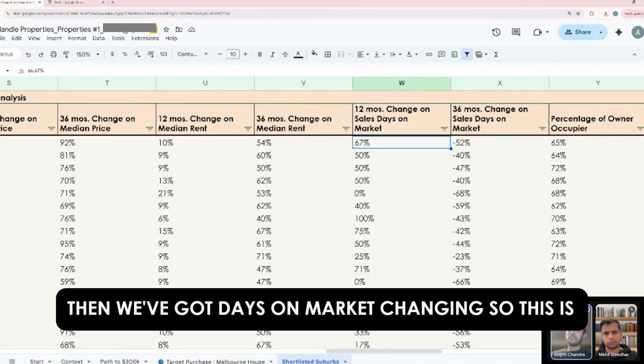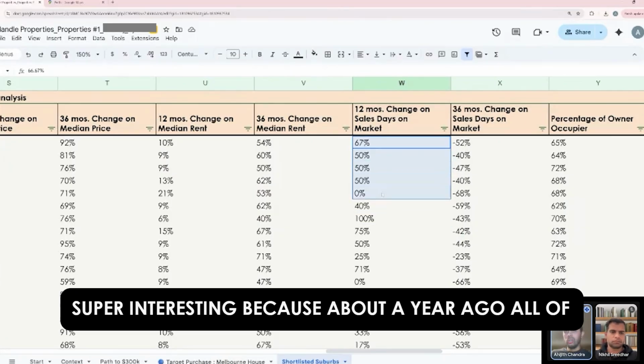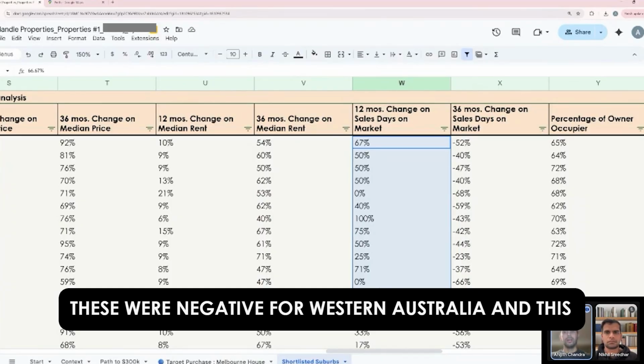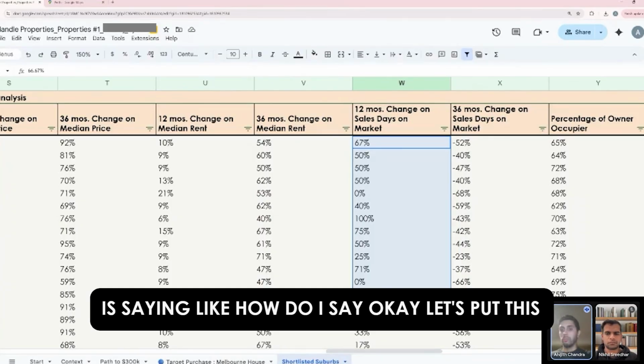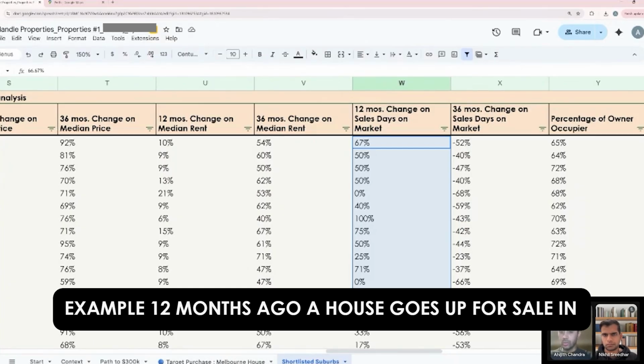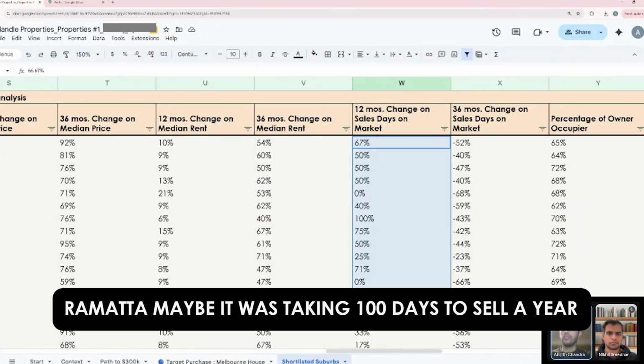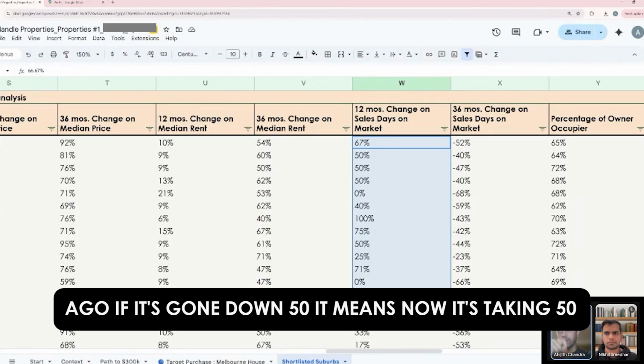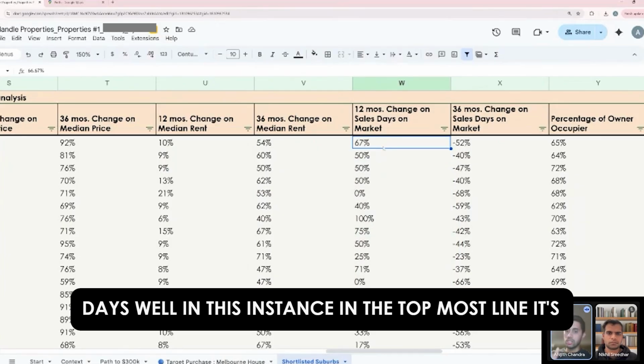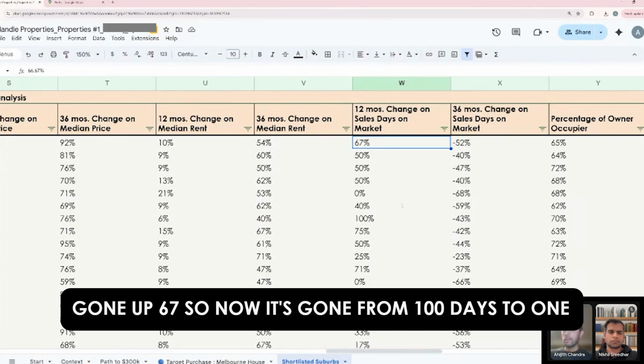Then we've got days on market changing. This is super interesting because about a year ago, all of these were negative for Western Australia. And this is saying, how do I say? Okay, let's put this example. 12 months ago, a house goes up for sale in Parramatta. Maybe it was taking 100 days to sell a year ago. If it's gone down 50%, it means now it's taking 50 days. Well, in this instance, in the topmost line, it's gone up 67%. So now it's gone from 100 days to 167.